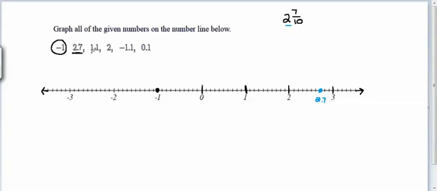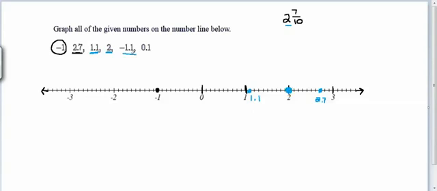To graph 1.1, we go up to 1, and now we go ahead 1 out of 10 spaces. So we again draw 9 little lines in between 1 and 2, and we go up to the first of those. That will represent 1/10, so this would be the number 1.1. To graph the number 2, that's a little more straightforward, right at 2, there we are.